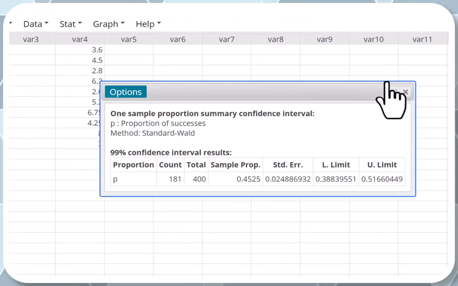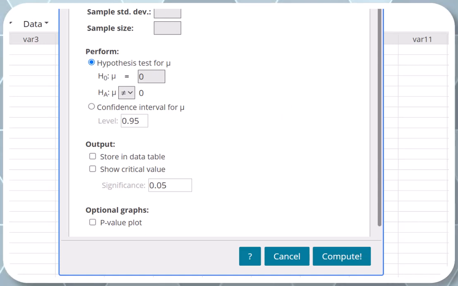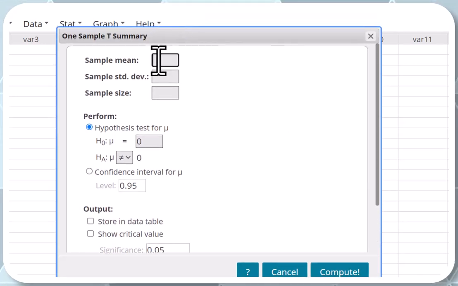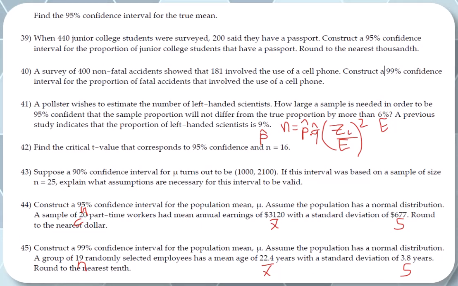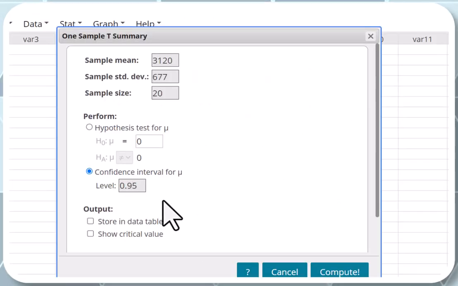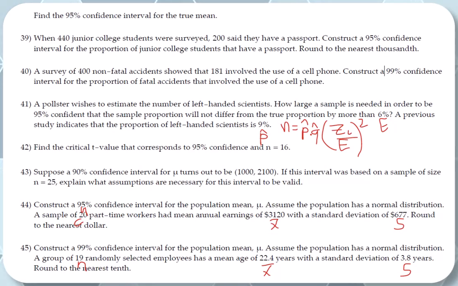So we don't need the calculator anymore. You go to Stat, T-stat, one sample with summary. Sample mean is 3,120. Sample standard deviation 677. Sample size is 20. And what's the confidence level? I forgot what the confidence level he asked for. 95%. Okay, so it's good. Compute. Here you go. So with 95% confidence, we can say that the true mean annual income for part-time workers is between $2,803 and $3,437. Next question.